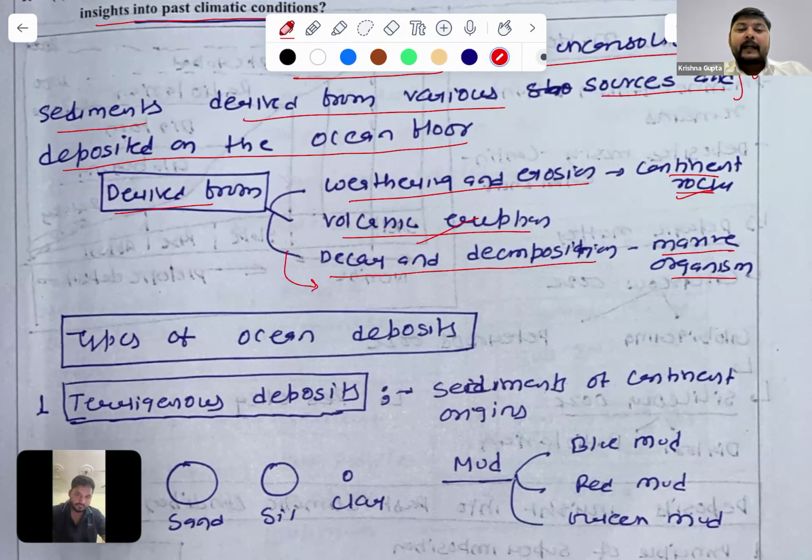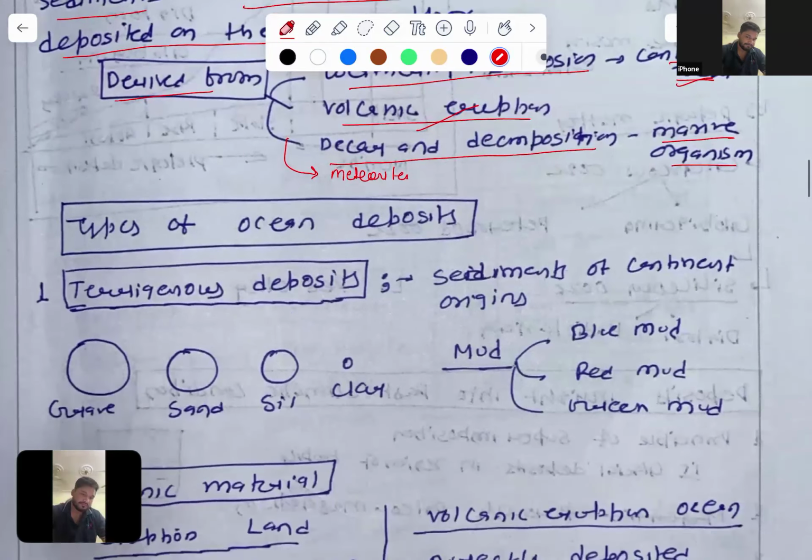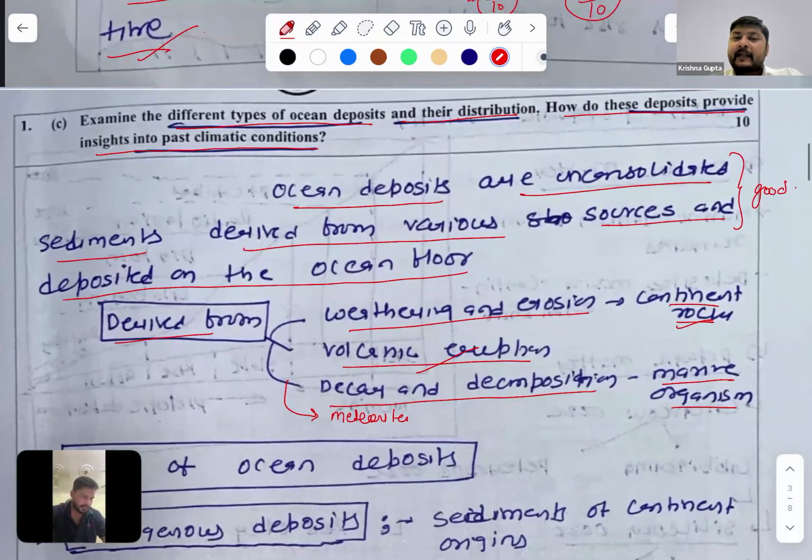You can also add here from the meteorites. Yes, sir. Meteorites. Okay, you might have explained it in the other part also. So this is also a 10-mark question.